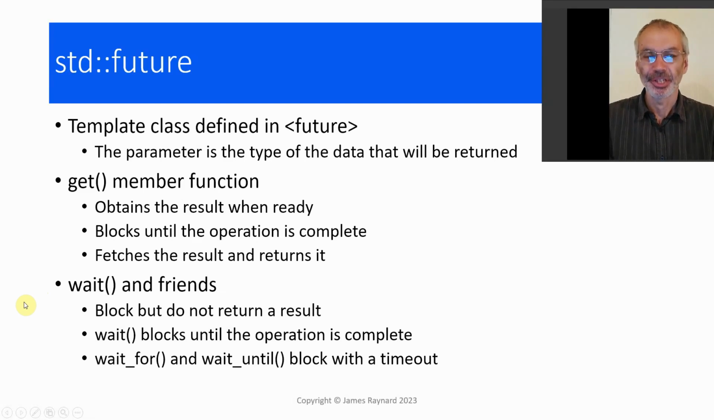These do not return results, so you can use these if you just want to know if something's happened. The wait member function will block until the operation is complete. Wait for and wait until will block with a timeout, so you can try a timeout and then try again.